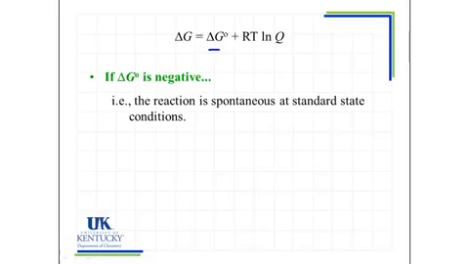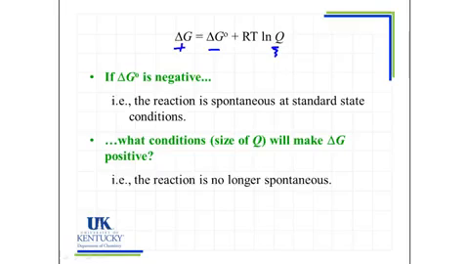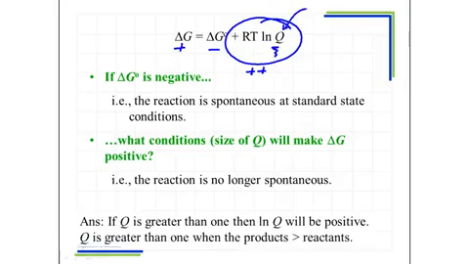So the question is, what would we have to do in terms of conditions? What would we have to do in terms of Q here in order to make delta G positive? Well, if the delta G is positive, we know that it's no longer spontaneous in the forward direction. It is now spontaneous in the reverse direction. How do we make delta G positive? Well, the only way we can make delta G positive is to make this term positive. Well, this term is positive when Q is what? How do we make the natural log of Q a positive value? Well, if Q is greater than 1, it's a value that's bigger than 1, then the natural log of Q is positive. Okay, so that's the first thing.